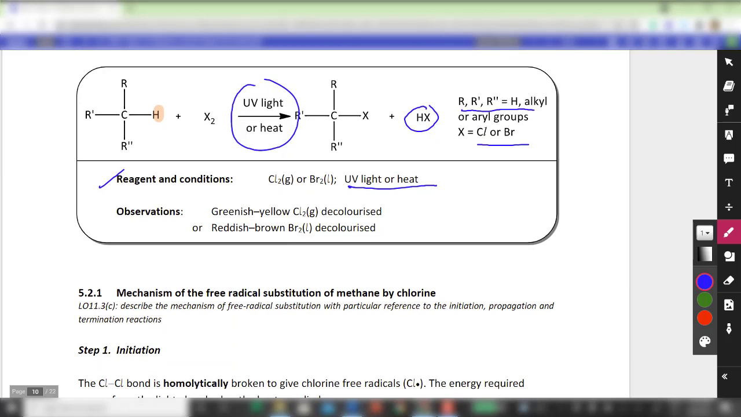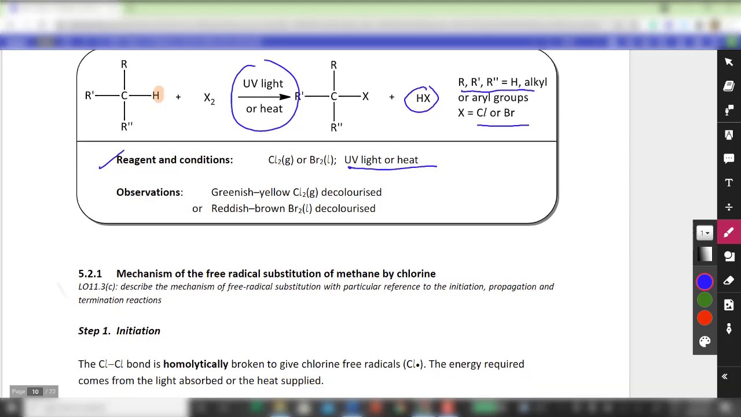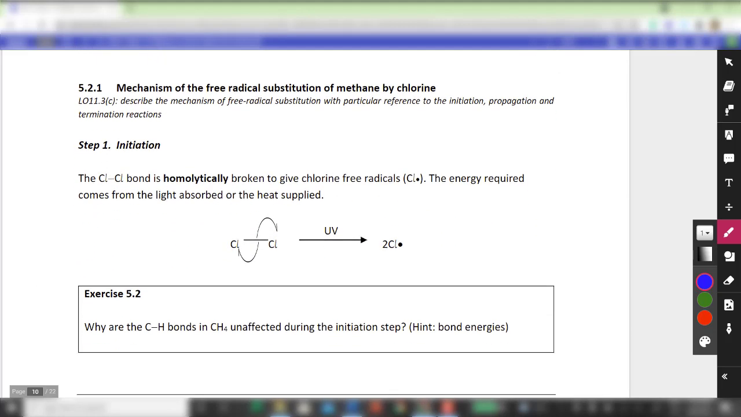For observation, chlorine gas usually appears colorless, but if it's a bit concentrated, then it is yellow-green or greenish-yellow. It will be decolorized, or reddish-brown bromine will be decolorized. So you'll be good if you are able to, I won't say remember, but if you search YouTube for some of the reactions involved, then you should be able to encounter free radical substitution. Okay, then let us look at the mechanism.